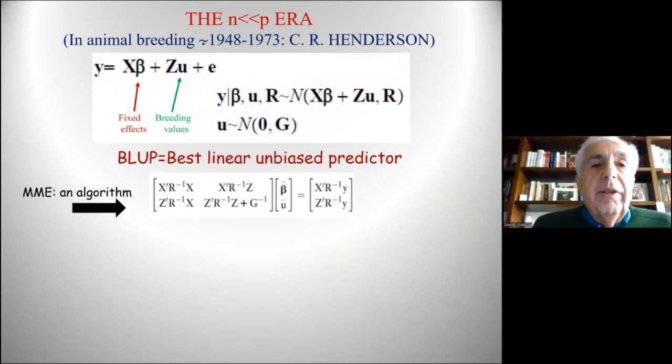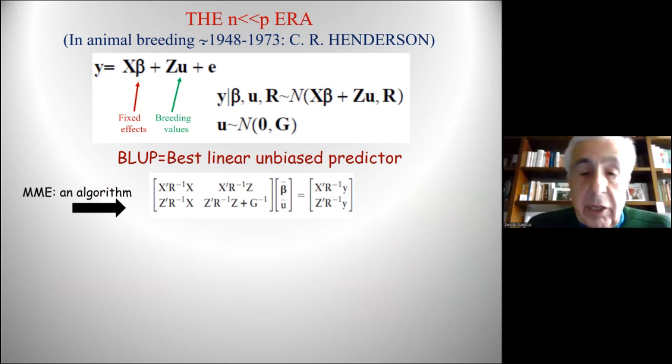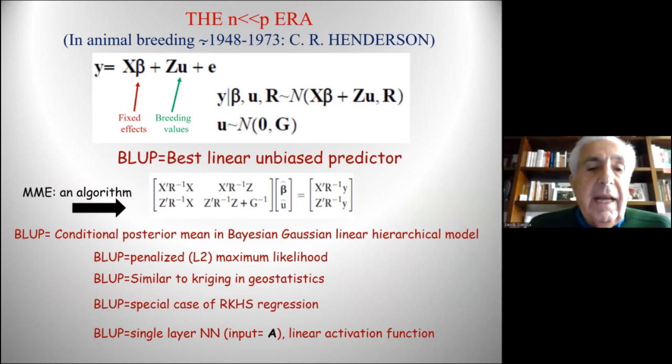He introduced what is called the mixed effects linear model, where the breeding values are treated as random variables, and developed a powerful algorithm called the mixed model equations and BLUP, the best linear unbiased predictor, that has become the gold standard in genetic evaluation of farm animals, even though there have been many refinements thereafter. It has many properties, such as those listed here, but I will not stop on them. I just want you to be aware that it's a very well-established statistical procedure.